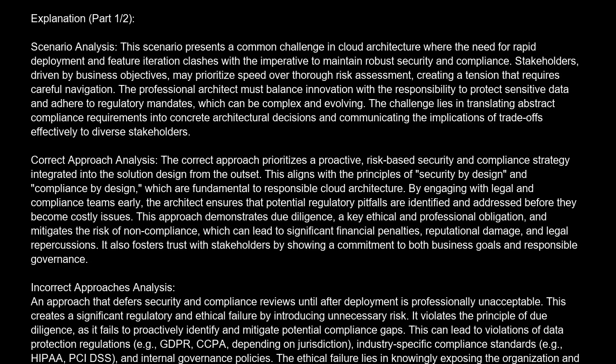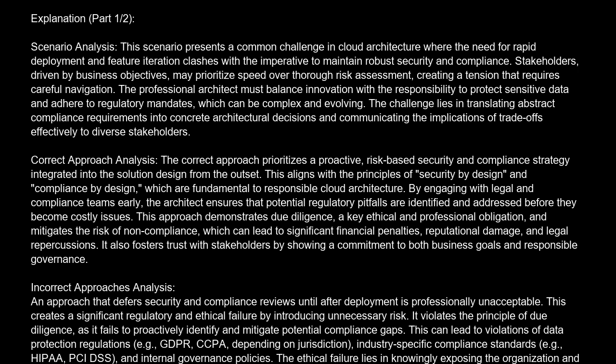The correct answer is C. Integrate security and compliance reviews and controls into the application development lifecycle from the initial design phase, involving legal and compliance teams early to identify and address potential regulatory gaps proactively.